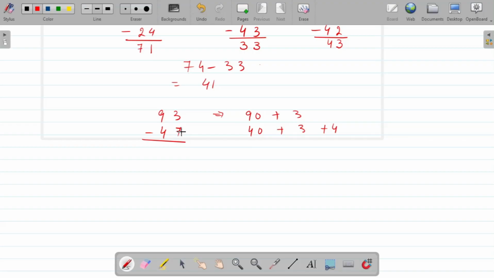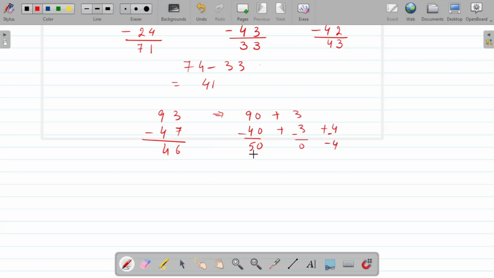Of the 7, we will separate as much as the above number and write the rest. Okay. So what you will have is 90 minus 40 is 50. 3 minus 3 will be 0 and you are yet to subtract this 4 from 50, which will be 46.